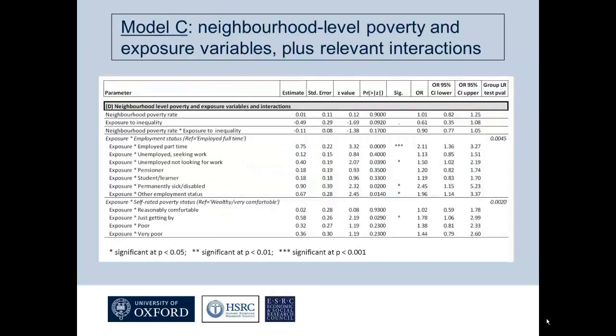So again, focusing on that bottom section of explanatory variables relating to the neighbourhood level variables and any interactions with them, we can see that there are two sets of interesting interactions, one between exposure to inequality and employment status, and another between exposure to inequality and self-rated poverty status. And we'll take each of these in turn.